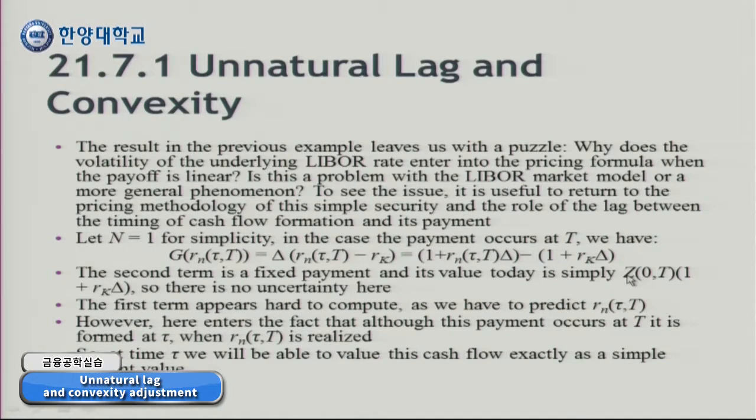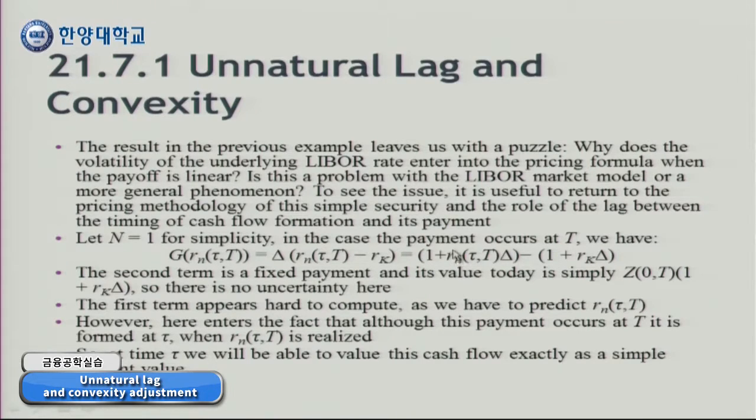So if the payment occurs at time big T, in which case it is easy, right? Not tau, big T, the usual case. The fixed payment, this part is easy to get the present value. We can get Z0T and this one. So the present value of this one is easy. And the present value of the first term appears computable. This second term would be slightly more difficult because we have to predict this one.